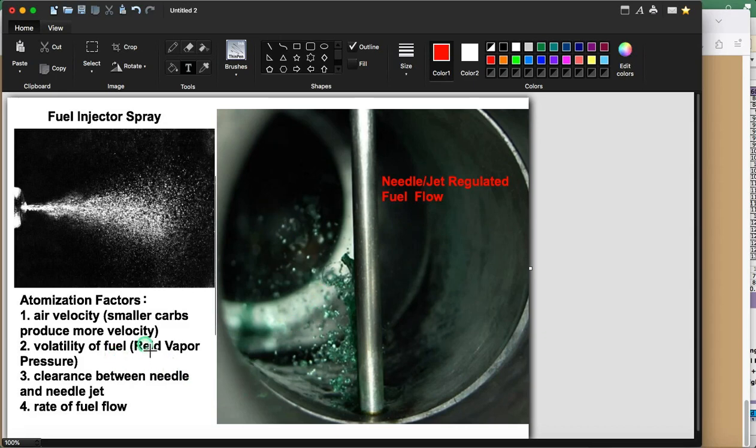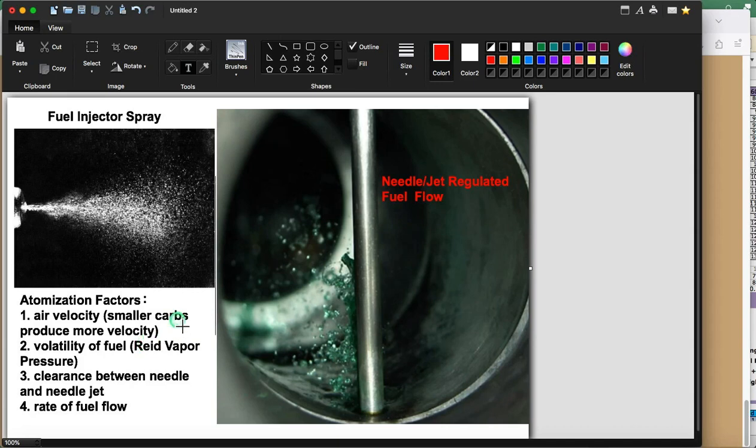Then there's the volatility of the fuel. When you take the gas cap off of a container of fuel, it releases air pressure. That pressure happens because a certain percentage of the fuel is vaporizing just from the heat that it's experiencing, if you don't keep it on ice. That natural vaporization is what we refer to as volatility or instability.